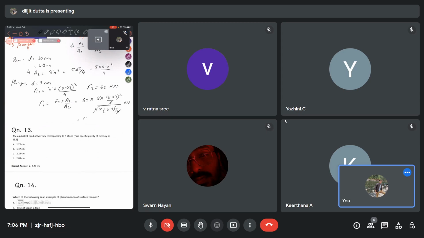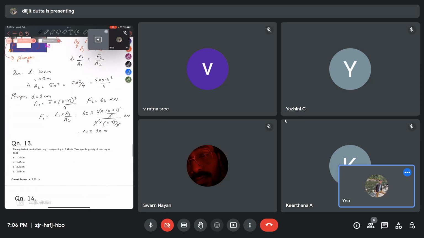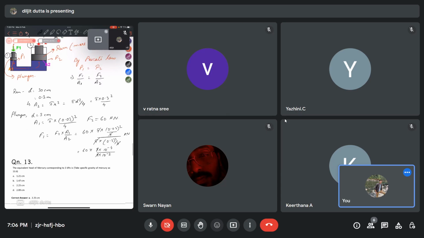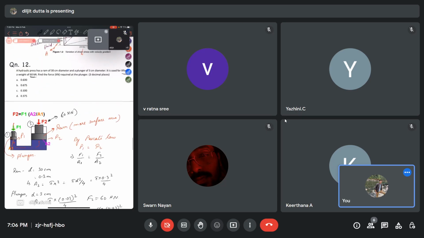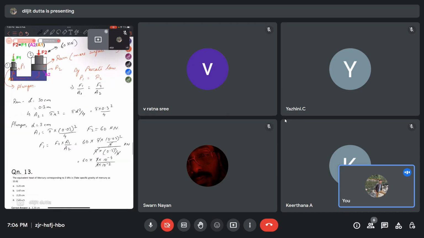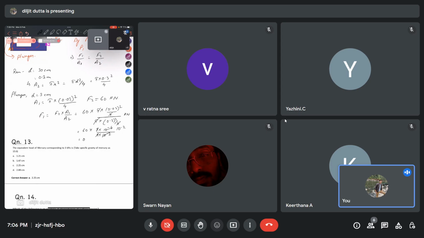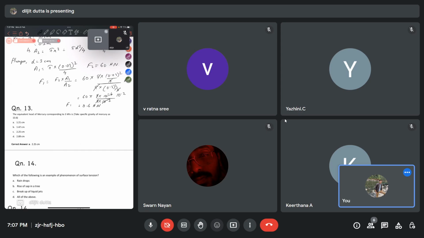So it will come to 60 into 10 to the power minus 2 whole square, which is 10 to the power minus 4, and 9 into 10 to the power minus 3, so it is 10 to the power minus 6, giving 0.6. This is how you find F1.